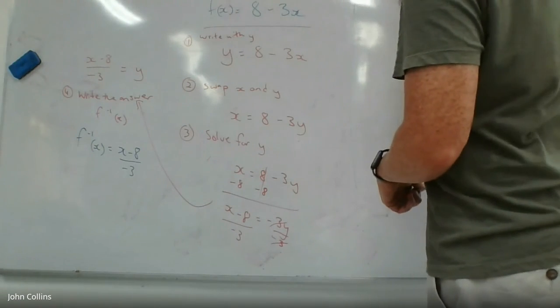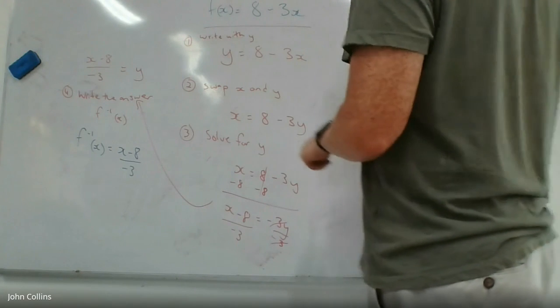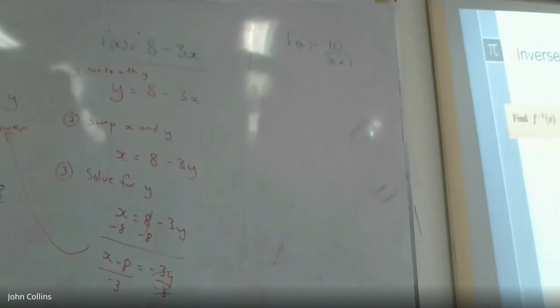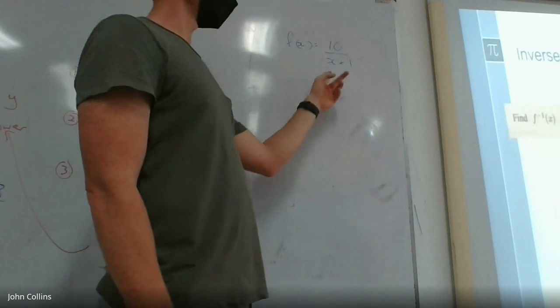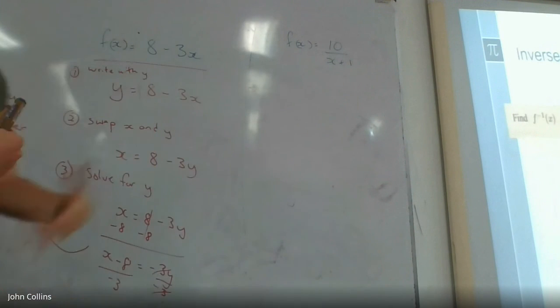So the second example is f of x is equal to 10 divided by x plus 1. Right? So this time, it's not quite as easy to think of the reverse. Maybe you're thinking you might end up dividing by 10 or something and subtracting 1 in some way.